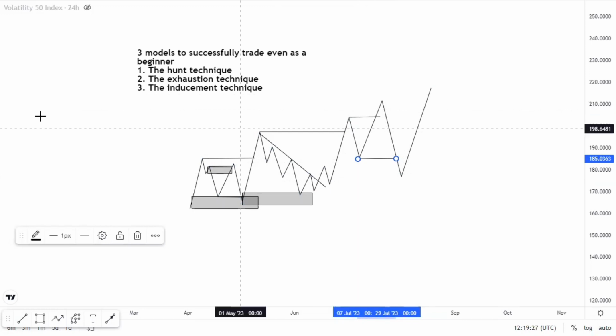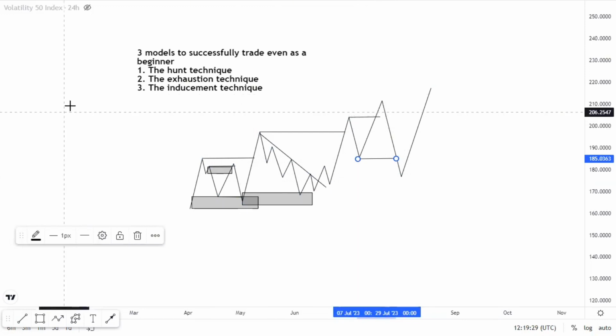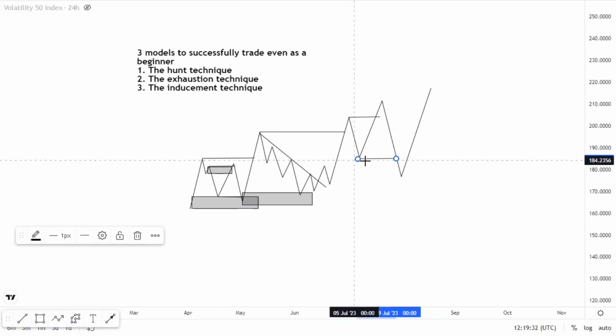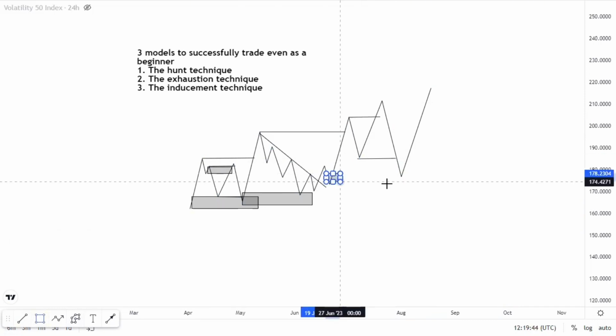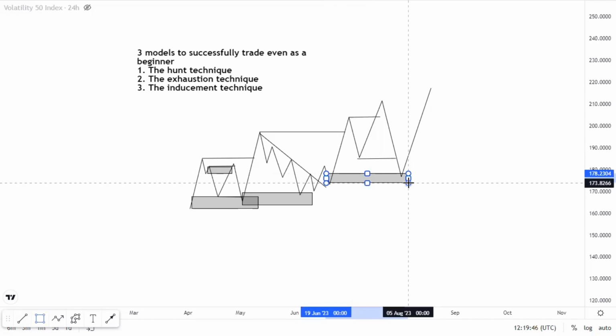There is probably a strong area here where the market just got to and then it was rejected, and then we had this liquidity taken out, we had this inducement taken out, and then we got into our proper demand candle, and then we made a continuation to the upside.